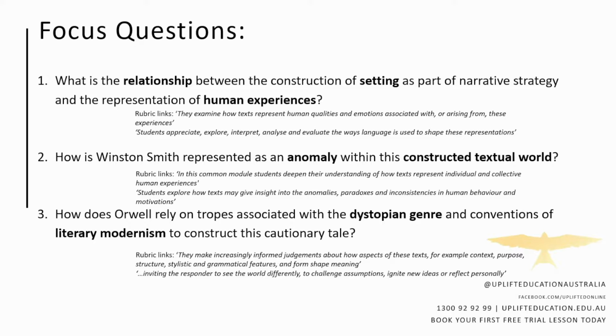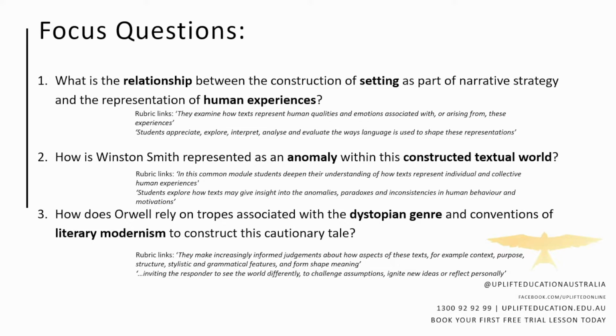Now, the third idea: how does Orwell rely on tropes associated with the dystopian genre and conventions of literary modernism to construct his cautionary tale? Whenever you're analyzing, the mantra that you should keep in mind is to always focus on macro techniques. Don't focus on very isolated incidences of certain techniques. Make sure to focus on broader trends and tropes so that you're considering form-specific techniques and broadly understand the logic of the construction of the text. Those are things that we're going to be bringing up today within our consideration of chapter 1.